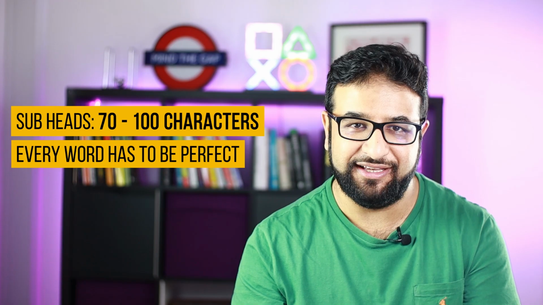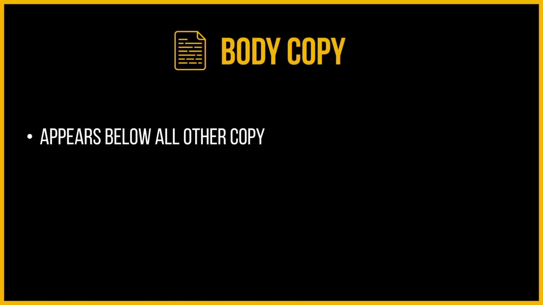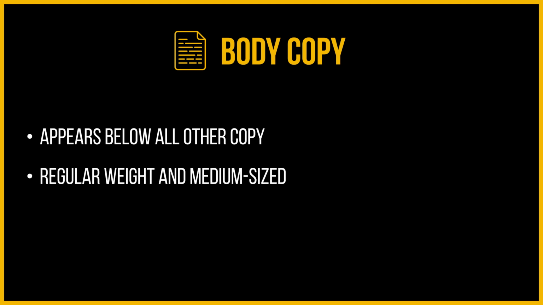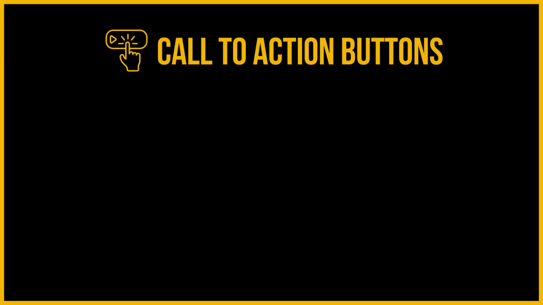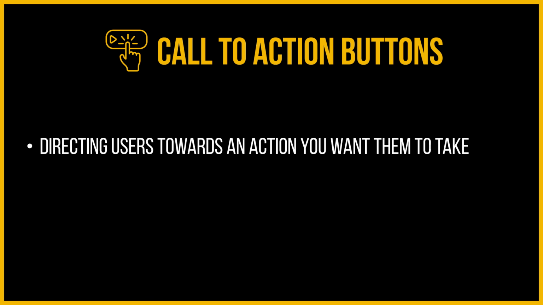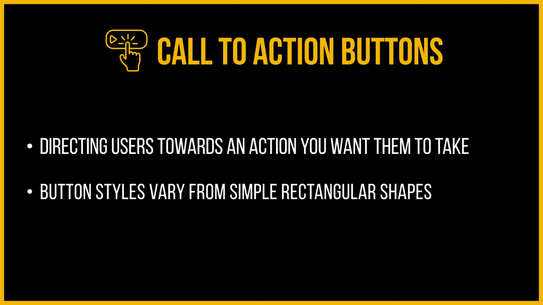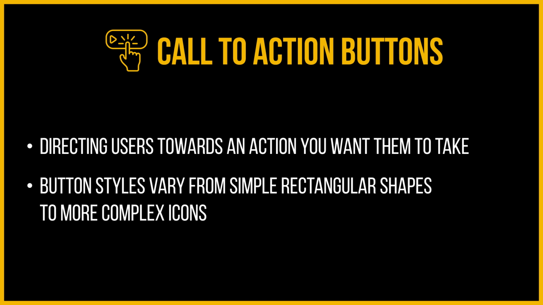point succinctly. Body copy. Body copy appears below all the other copy. It's usually set in regular weight and medium size. Body copy may contain additional formatting like italics, underlining, strike through, color changes, etc. Call to action buttons. Call to action buttons are used for directing users towards an action they want them to take. Call to action button styles vary from simple rectangular shapes to more complex icons.